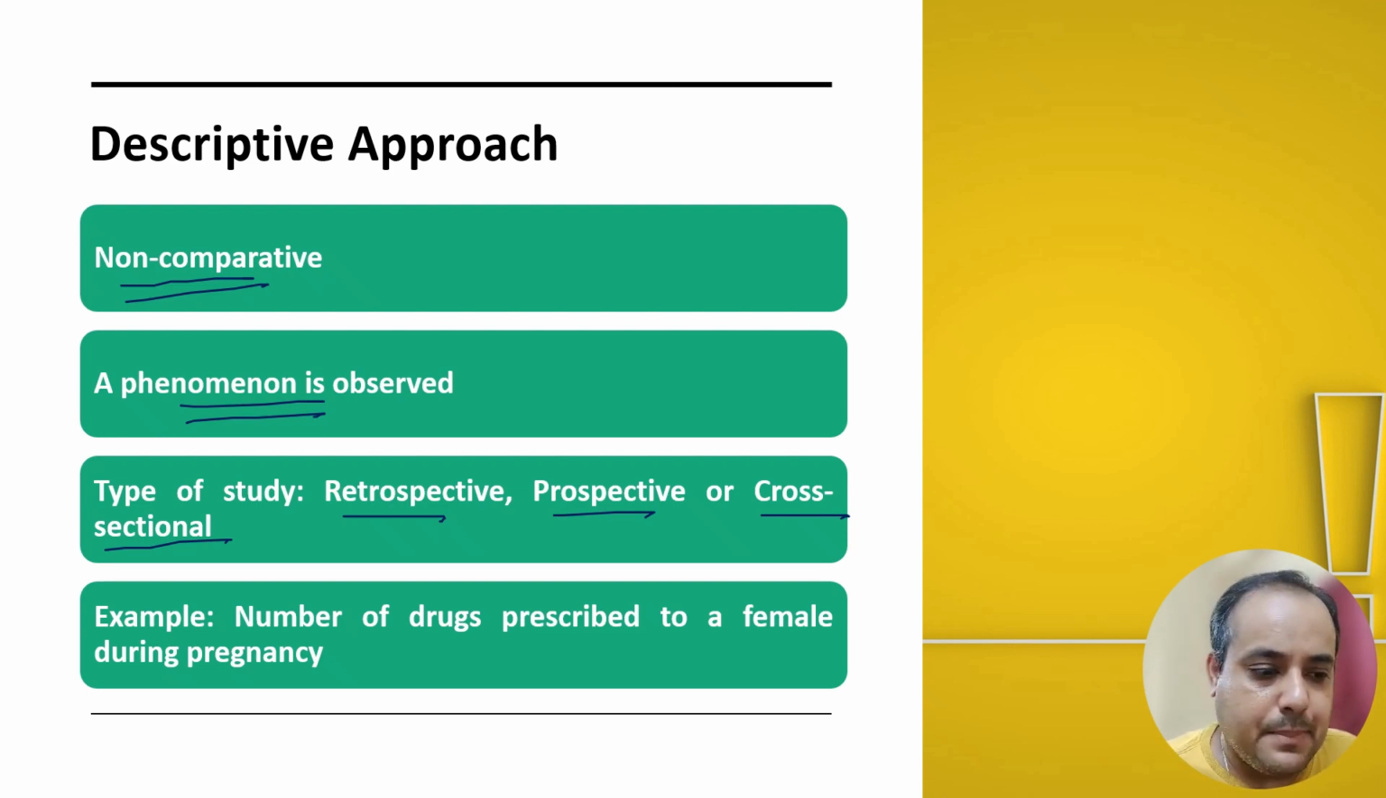So now the example can be, we can have a look at the number of drugs that are being prescribed to a female during pregnancy. This kind of a study will be answered by the descriptive approach. See, we are not comparing it with anything. We are just observing a phenomenon.